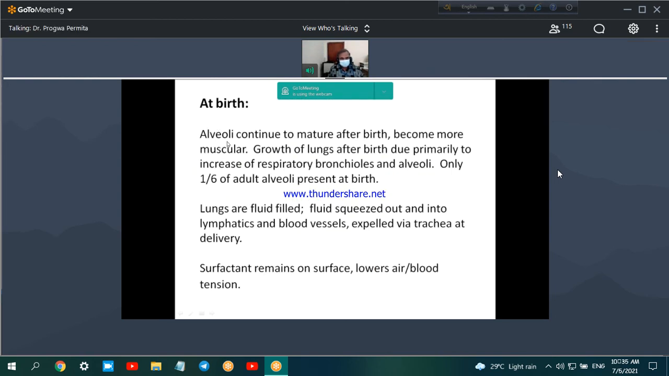At birth, alveoli continue to mature after birth. Growth of the lungs after birth is due primarily to an increase in respiratory bronchioles and alveoli. Only one-sixth of adult alveoli are present at birth. The lungs are fluid-filled; the fluid is squeezed out into lymphatic and blood vessels and expelled via the trachea at delivery. Surfactant remains on the surface at the air-blood interface.